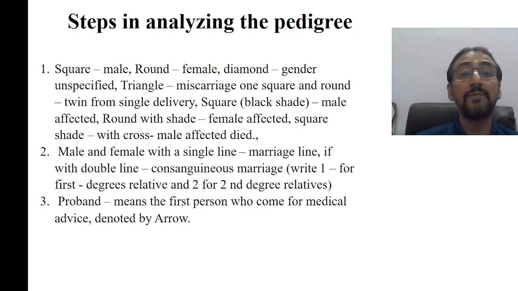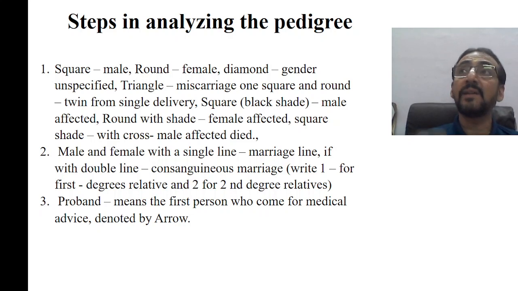Now, if a male and female are joined by a single line, it indicates a marriage line. If their marriage is indicated by a double line, that indicates a consanguineous marriage. Again, you can write 1 for a first degree consanguineous marriage. If it is first degree relatives, you write number 1. If it is a second degree relative consanguineous marriage, write 2, like that.